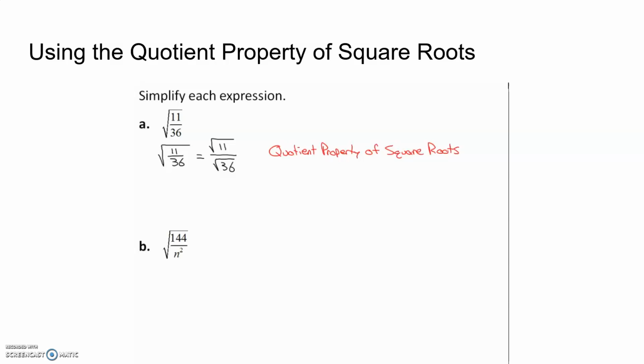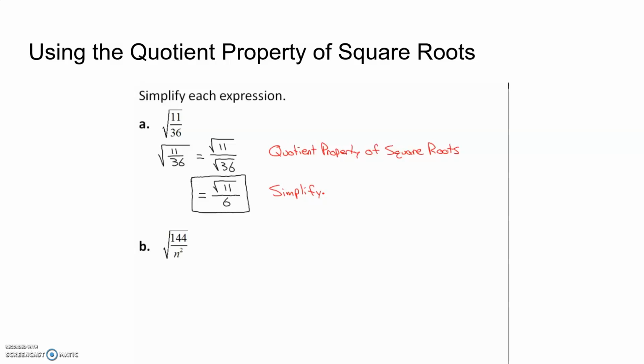So the square root of the quantity 11 divided by 36 equals the square root of 11 divided by the square root of 36. Because the square root of 36 equals 6, the expression simplifies to the square root of 11 divided by 6. Part B, the square root of the quantity 144 divided by n squared.